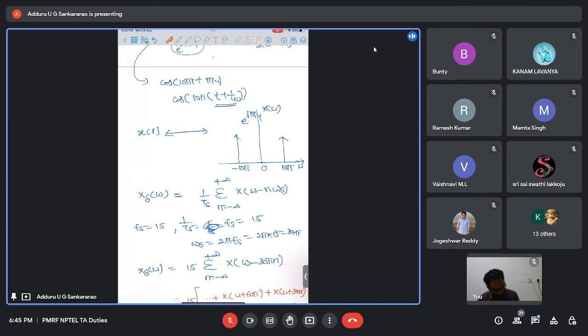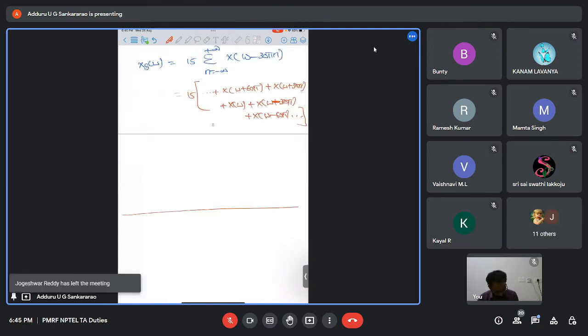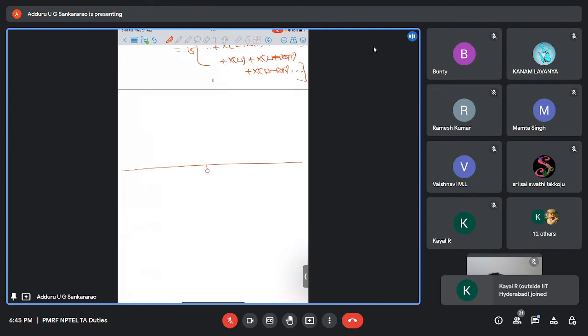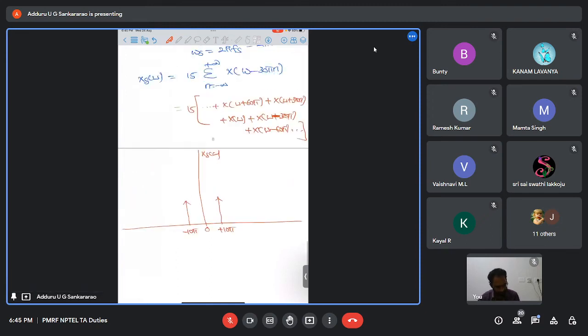So this is X of omega. We know X of omega is this one. Now this is a shifted version, right? X of omega has two impulses at minus 10 pi and plus 10 pi. So if this is 0, this is x delta of omega, let us say. It has two impulses at minus 10 pi and plus 10 pi. This one, right? When n equals 1, what will happen?